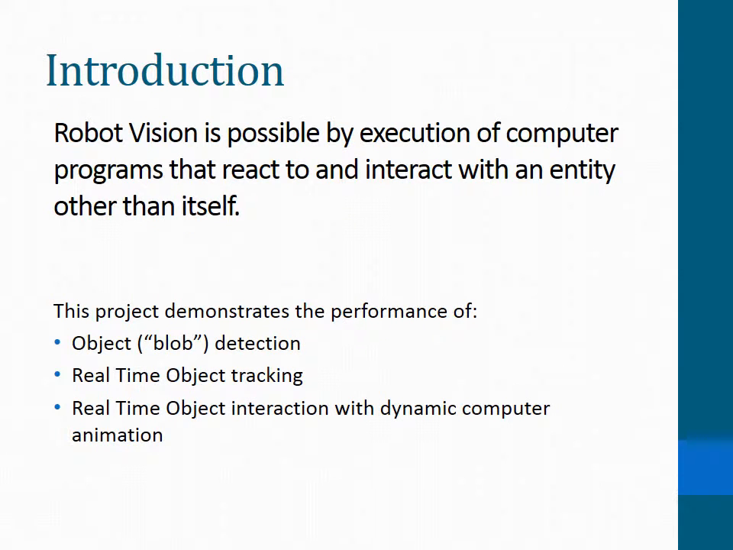Introduction. Robot vision is possible due to execution of computer programs that react to and interact with an entity other than itself. This project demonstrates the performance of object, in this case blob, detection, real-time object tracking, and real-time object interaction with dynamic computer animations.